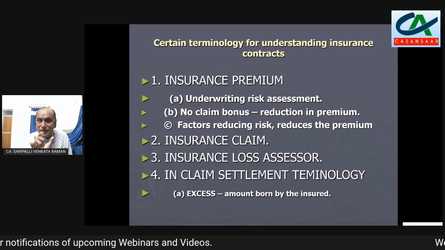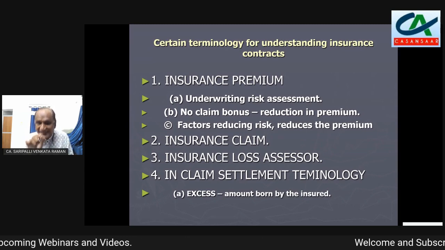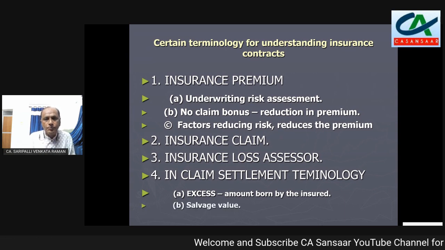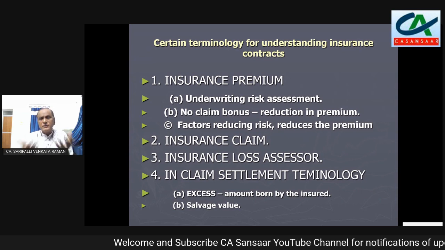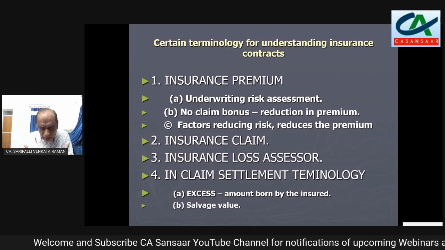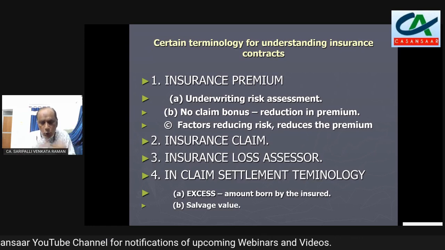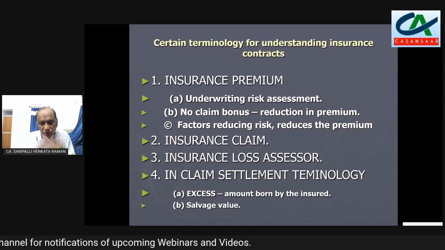That means the excess, or the amount which is mentioned as excess in the insurance policy, has to be borne by the insured himself. What is the salvage value? The damaged value of the assets which can be sold is called salvage value.